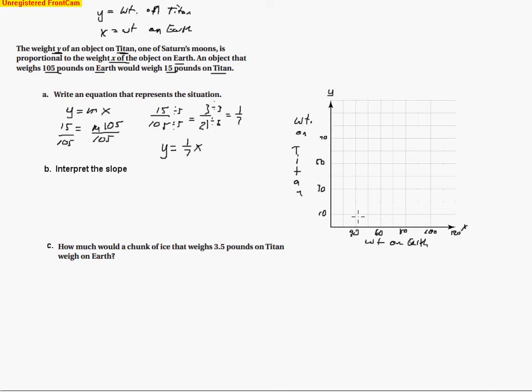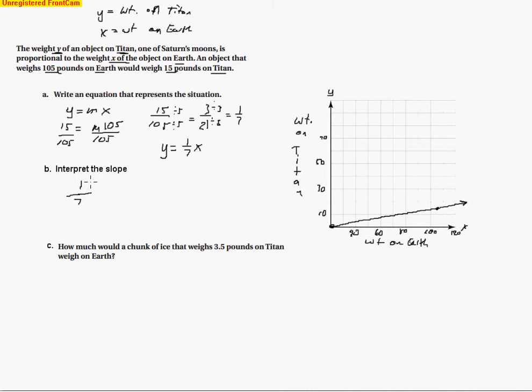So from there, I'll go ahead and go up one space. And for each 15 pounds, 15 pounds would be right about here, and it was 105 pounds. So 105 would be, this is 110, 105 would have been right about there. And so you can see that my line would end up going like this, in that direction. And so we need to interpret the slope, and the slope again is the 1/7. So 1/7 is our slope.